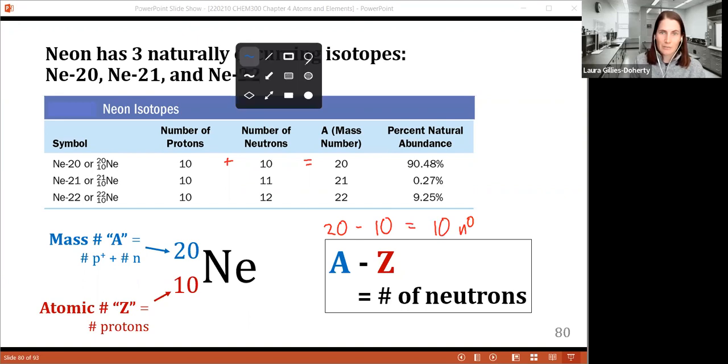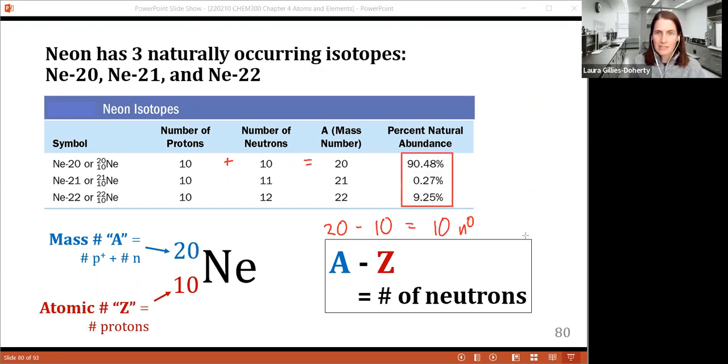And then the percent natural abundance. This tells us, of a collection of naturally occurring neon atoms, what percentage of them are going to be neon 20, what percentage will be neon 21, and what percentage will be neon 22. And this is important when we start talking about how to calculate the atomic mass of the elements, because when we're working with neon or carbon or any element, we don't get to pick atom by atom what isotope we want to work with. We're just working with a collection of those atoms.